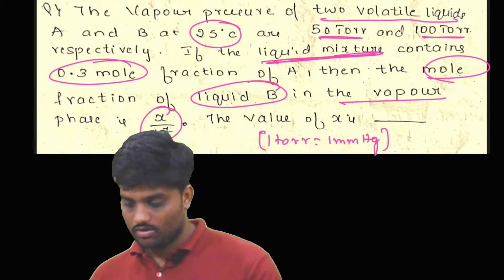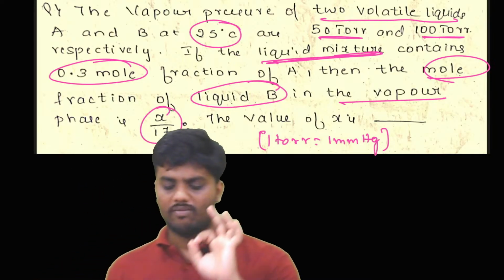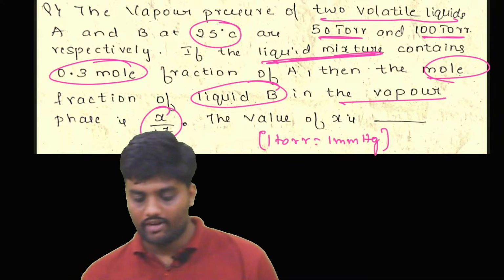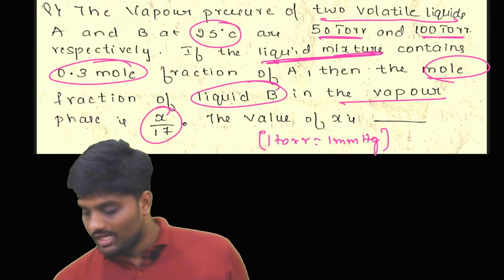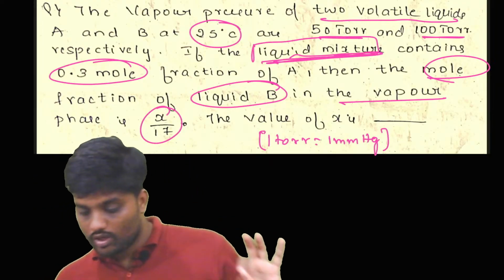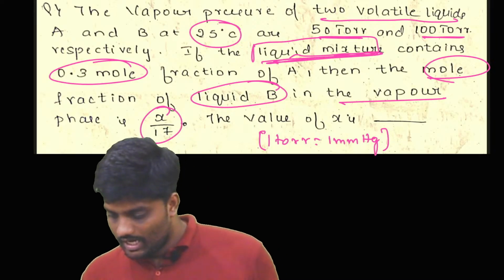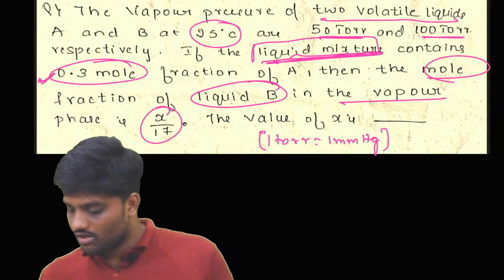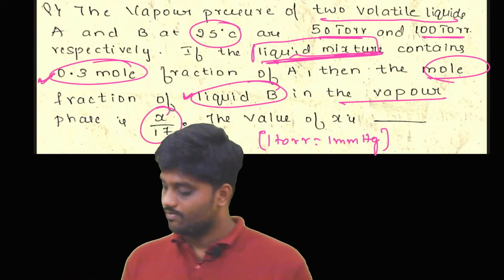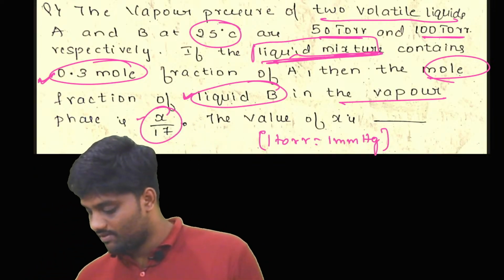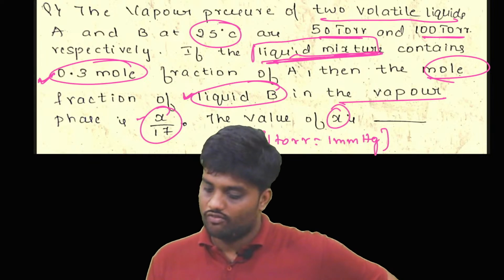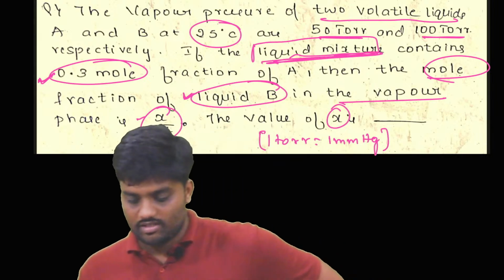What are they saying? The vapor pressures of A and B they have given, that is 50 and 100. Then they also said the liquid mixture contains, they haven't told about vapor, the liquid mixture contains 0.3 mole fraction of A. Then they are asking the mole fraction of liquid B in the vapor phase, which they have given as x by 17. The value of x is what?